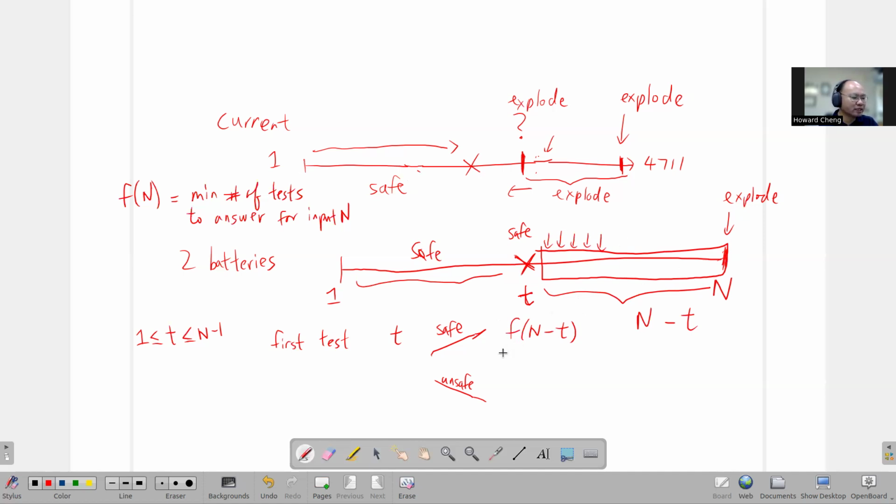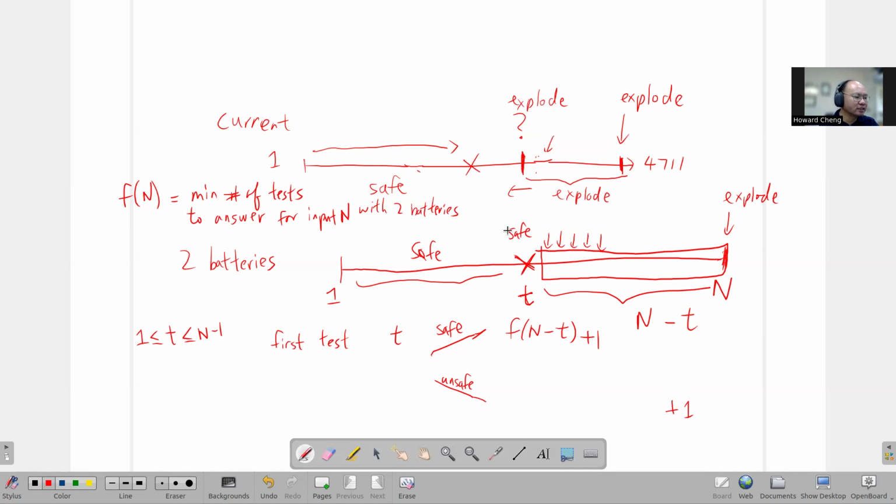So recursively, I can say f of n minus t, I still have 2 batteries left, so I'm with 2 batteries. That's important. And then plus 1, because I used one test already to get to that point. So there's always a plus 1.